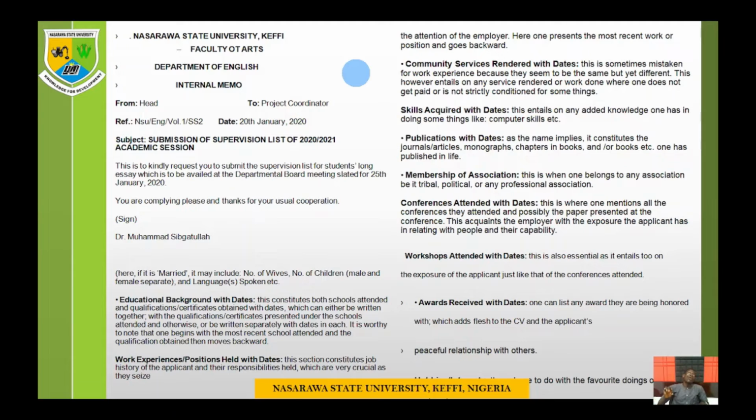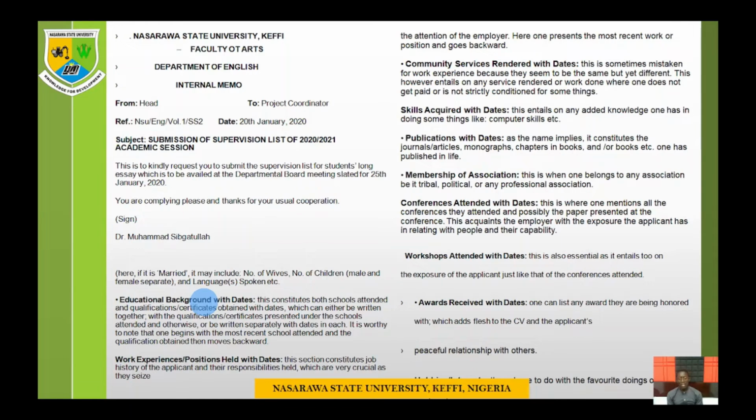But somebody can create a subheading: schools attended with dates. The person would mention all schools attended, starting from where you are now, before taking your readership back to where you started from: that is from university, then secondary school, and then primary school. But somebody would also do the two at the same time, as I've already mentioned. If you are separating, then after you finish mentioning all the schools, you now create another heading and tag it certificates obtained with dates. So you have separated the schools from the certificates, but if you like, you can put the two together. Whichever one you do is correct.